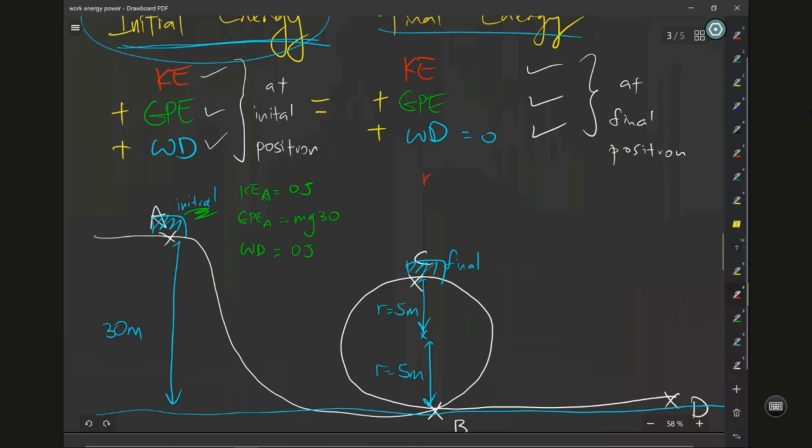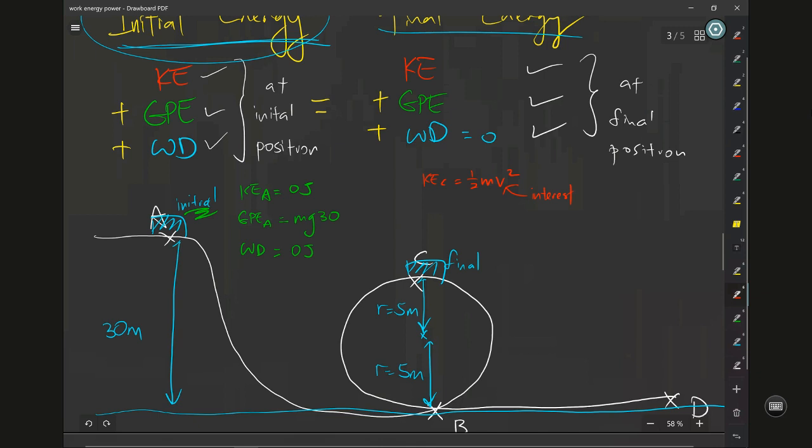So KE at C, is there KE? Yes, because I'm asking you to find the speed there, so obviously there's a speed there. It will be half mv squared. And this is actually our quantity of interest that we're going to find using the work-energy theorem. So we are interested in v here.